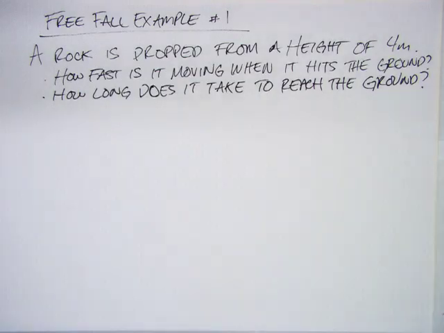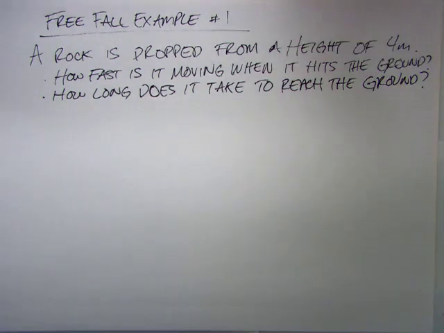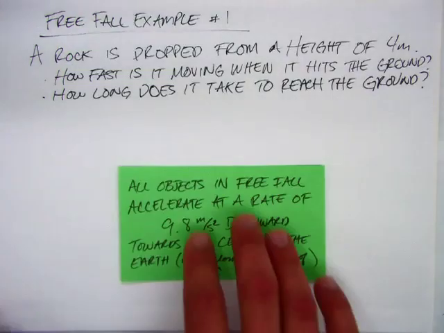Okay, let's look at a free fall example. Remember we just introduced free fall, this idea that things falling towards the earth or thrown up towards the earth are always accelerating downward at negative 9.8 meters per second squared, downward. Remember, that's a key concept.